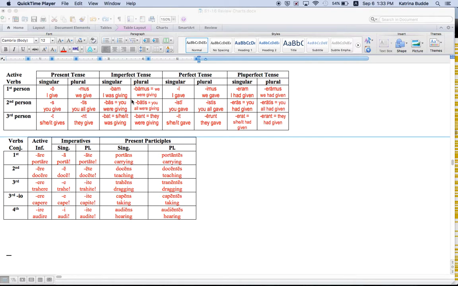The way that the imperfect tense is translated is with a was plus the ing form of the verb. So I was giving, you were giving, he, she, it was giving, we were giving, you all were giving, they were giving. Then there's the perfect tense.